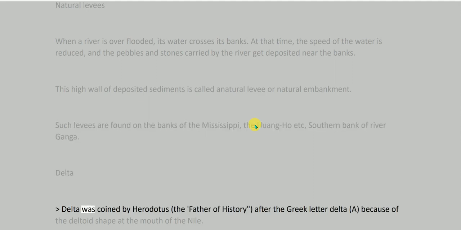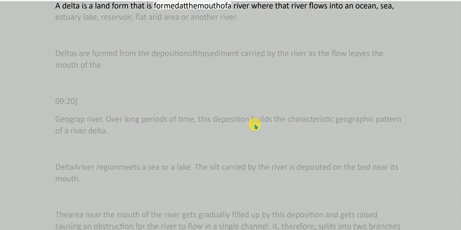Delta. Delta was coined by Herodotus, the father of history, after the Greek letter delta, because of the deltoid shape at the mouth of the Nile. A delta is a landform that is formed at the mouth of a river where that river flows into an ocean, sea, estuary, lake, reservoir, flat arid area or another river.